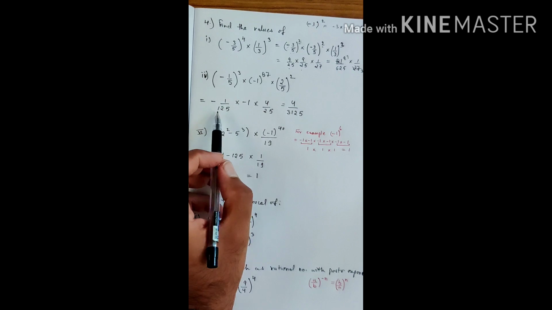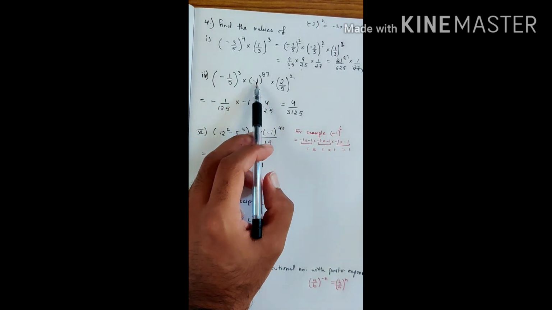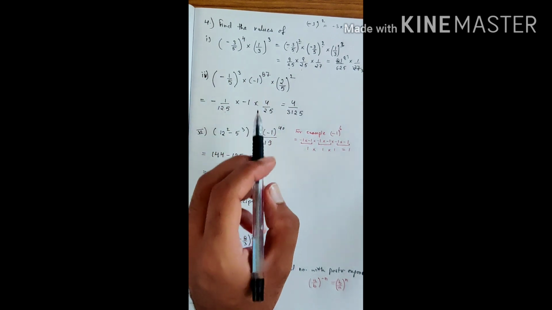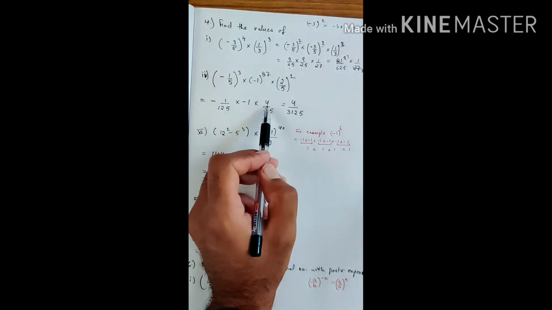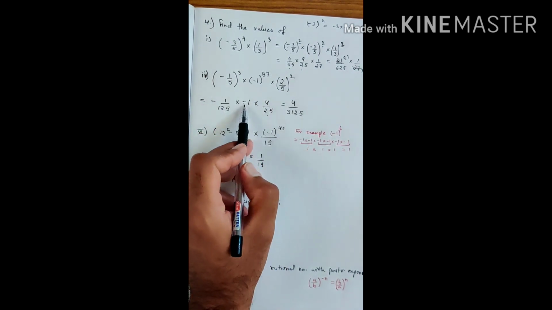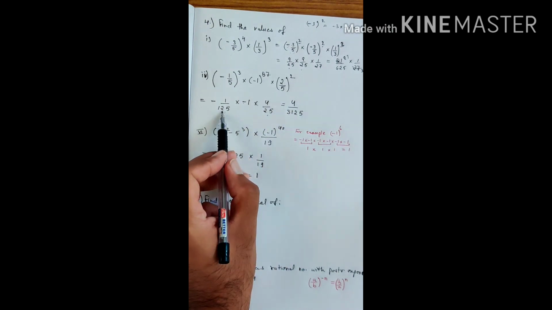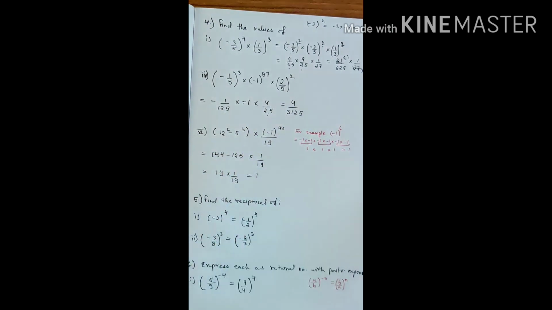So again we'll expand it. So 5 cube is 125. If 1 is having any power, as I've already told you, it will always come as 1. 2 square is 4 and 5 square is 25. So minus 1 into minus 1 is 1 and 1 into 4 is 4, and 125 multiplied by 25 will get your result as 3125. So your answer will be 4 by 3125.